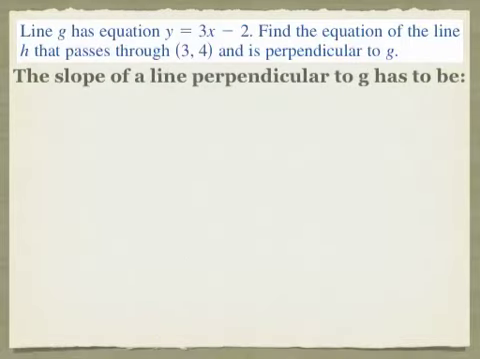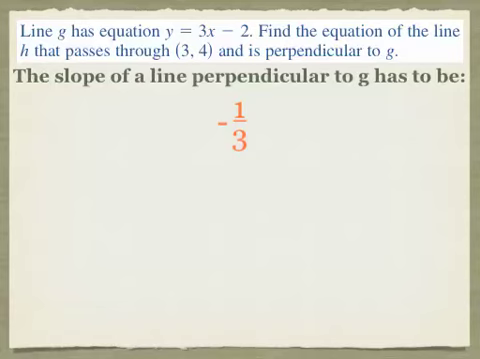The next example says line G has an equation of y equals 3x minus 2. Find the equation of a line H that passes through point (3,4) and is perpendicular to G. The slope of a line perpendicular to G, which has a slope of 3, has to be the negative reciprocal of a positive 3. So we know it's going to be a negative. Remember, 3 can be written as 3/1. So it has to have a slope of -1/3.